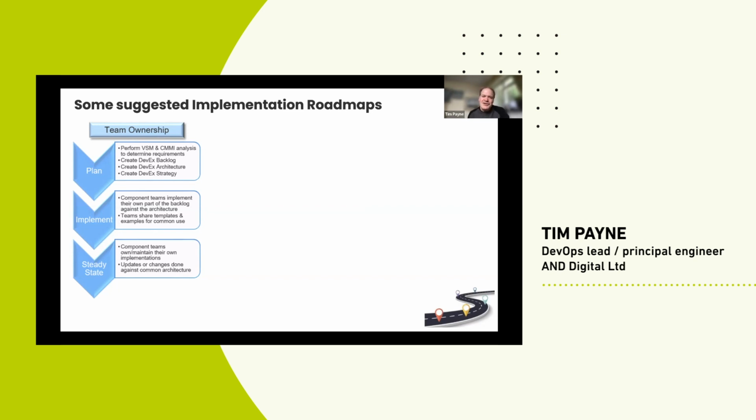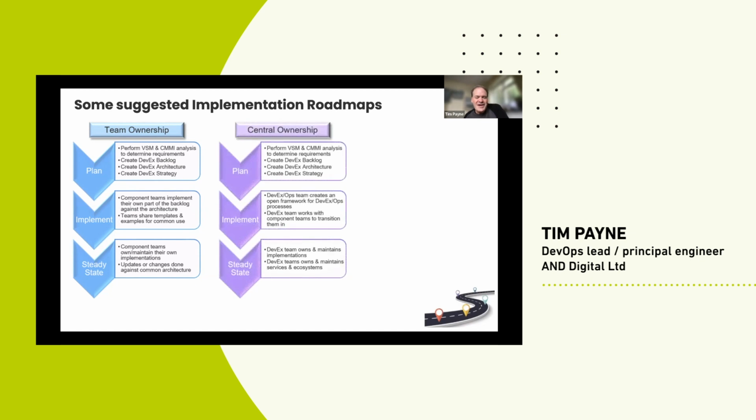The central approach, again, you're going through the same sort of phases. You've got your planning phase, where the central team basically owns the backlog. So they will maybe do a lot of analysis about how they can make it generic. They'll work with a lot of teams about what sort of requirements do you have, and they will then primarily drive the implementation themselves.